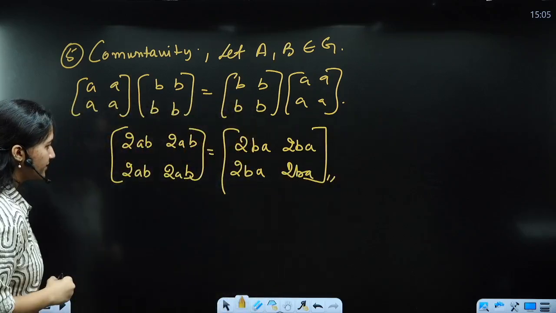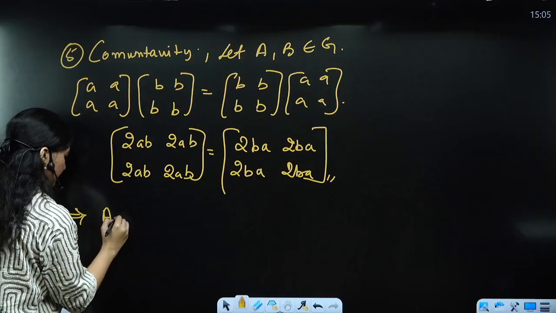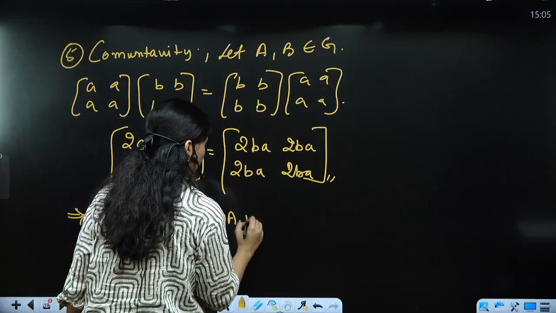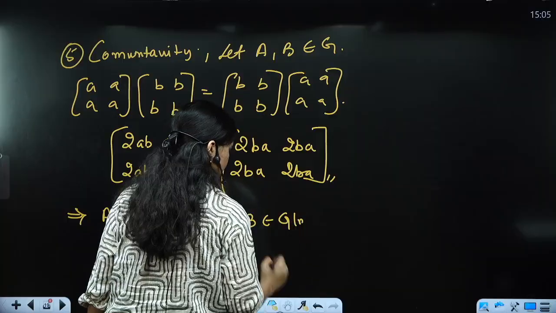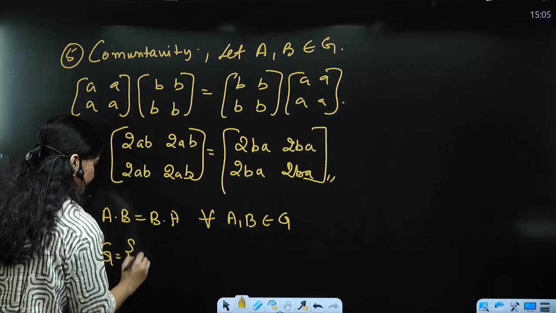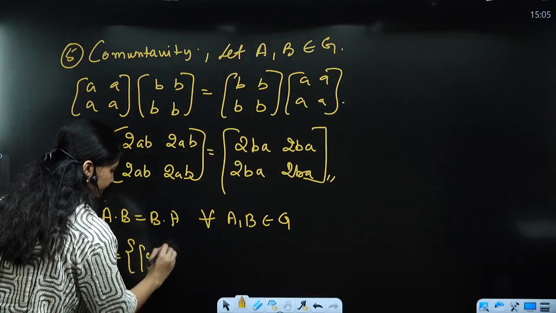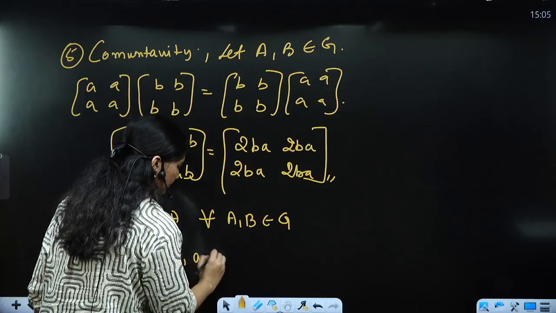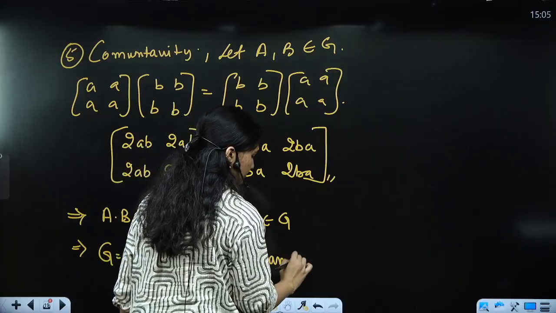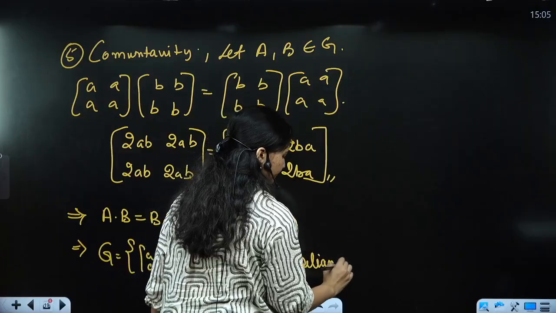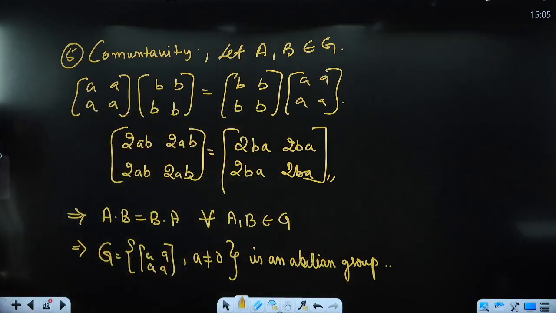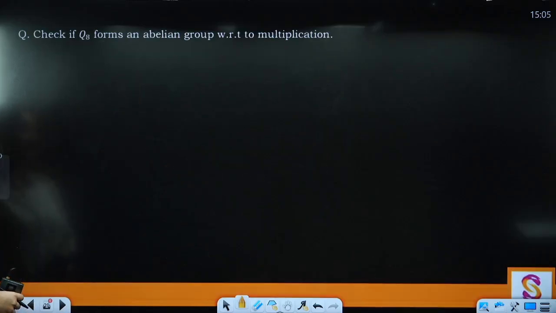So this implies that A dot B equals to B dot A for all A comma B belongs to the group, right? So this implies that G, where A is not equals to 0, is an abelian group. Clear? All right, chalo. Moving on to our next question.